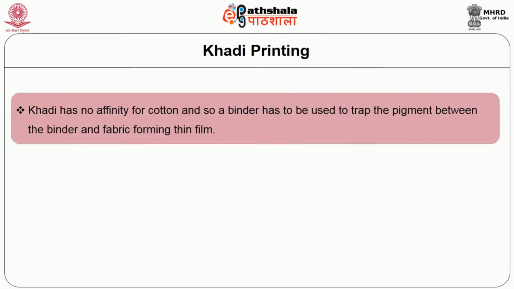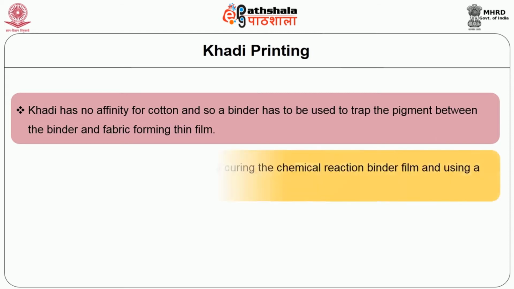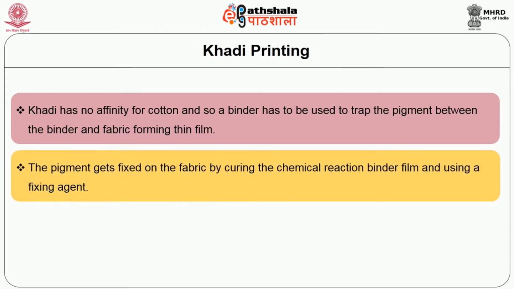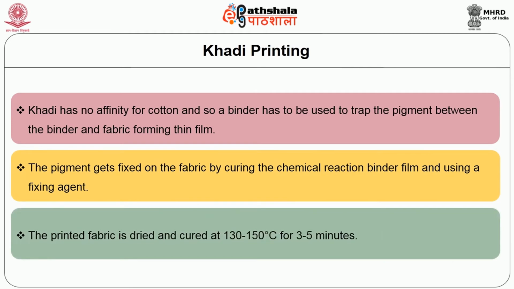Khadi has no affinity for cotton, and so a binder has to be used to trap the pigment between the binder and fabric, forming a thin film. The pigment gets fixed on the fabric by curing the chemical reaction, binder film and using a fixing agent. The printed fabric is dried and cured at 130 to 150 degrees centigrade for 3 to 5 minutes.